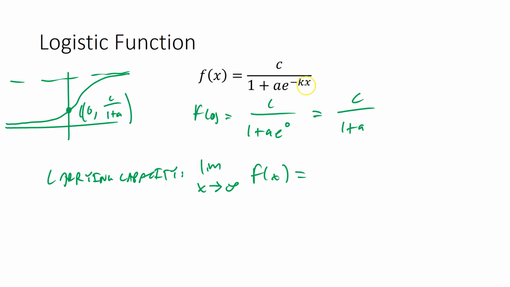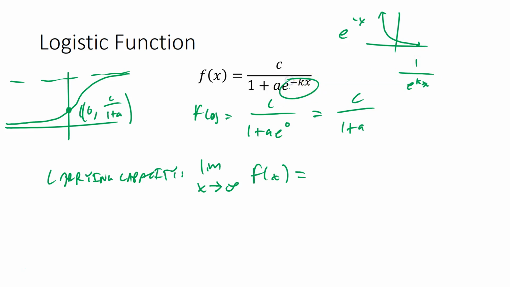Let's think about that. As x gets really, really big, let's think about what happens to e to the negative kx. E to the negative x, we know from our exponential talks, looks like this. As x goes to infinity, e to the negative kx is getting very, very close to 0. The reason for that is that e to the negative kx is 1 over e to the kx. As x gets big, the bottom of this fraction gets big, and when the bottom of a fraction gets big, this whole thing gets very, very small.